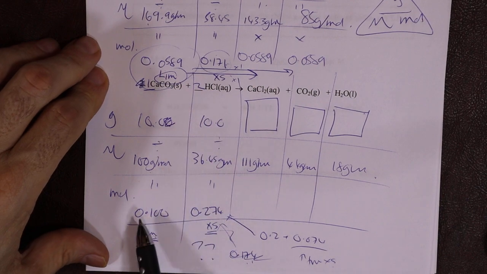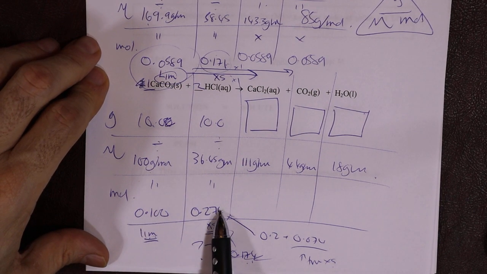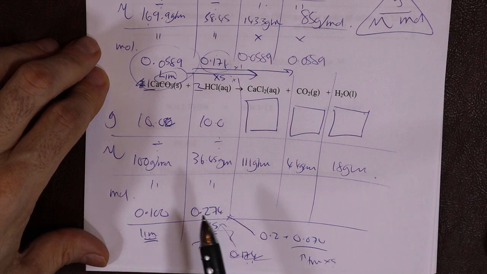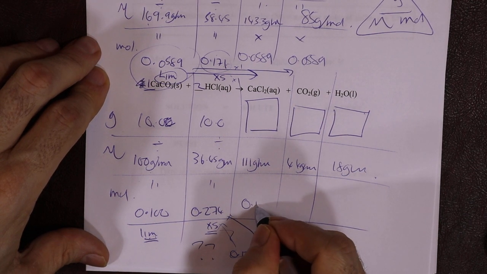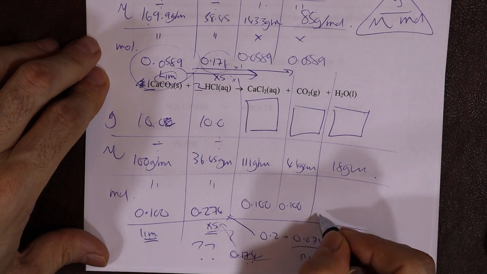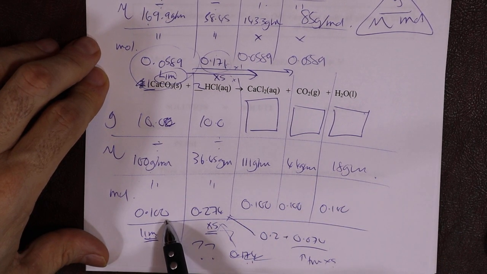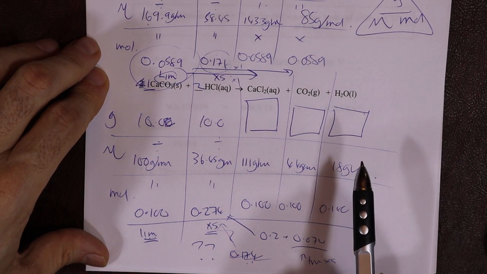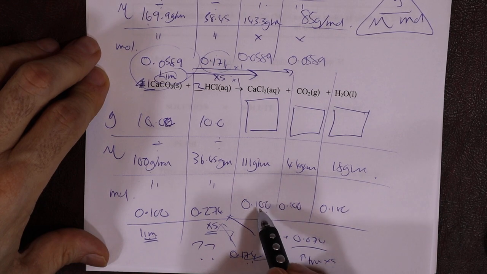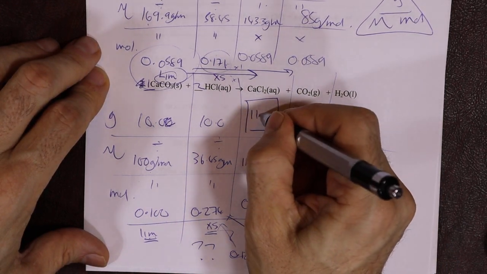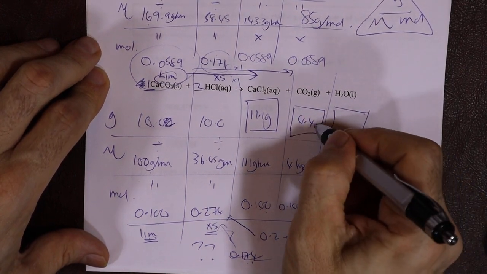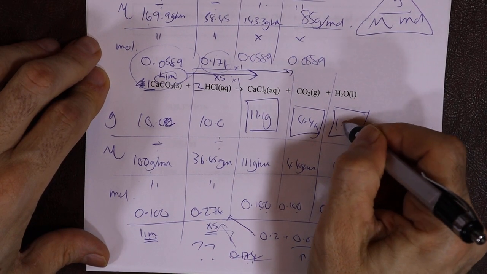1 reacts with 2. 0.1 reacts with 0.2 from the excess. Leaves that little bit behind, right? And it makes 1 reacts with 2 to make 1, 1, 1. 0.1 reacts with 0.2 to make, hey, 0.1, 0.1, and 0.1, because hey, limiting is in a 1-to-1 ratio with the 3 products. Okay, that makes the math easy. 0.1 times 111 is 11.1 grams. 0.1 times 44 is 4.4, and 0.1 times 18 is 1.8.